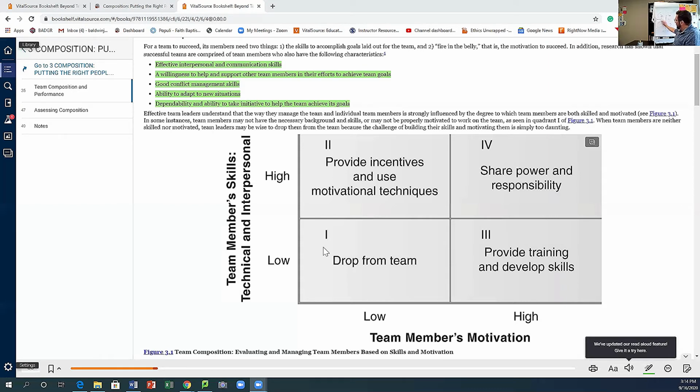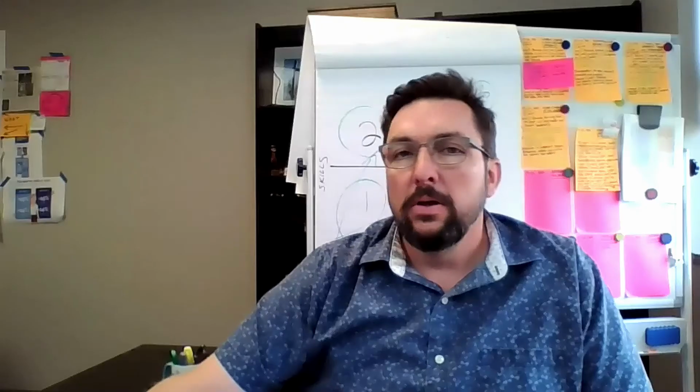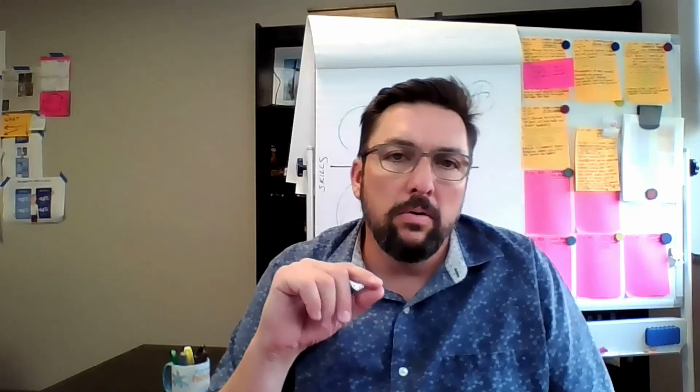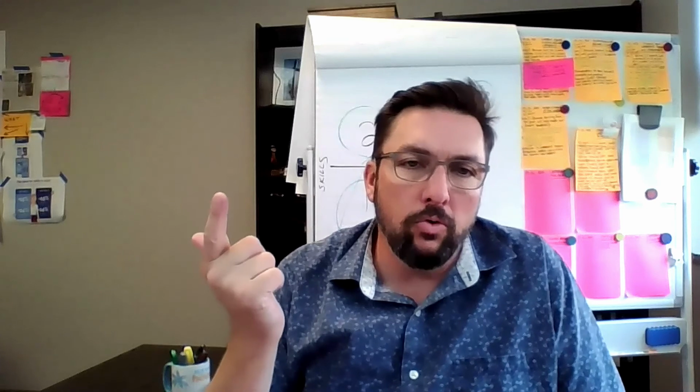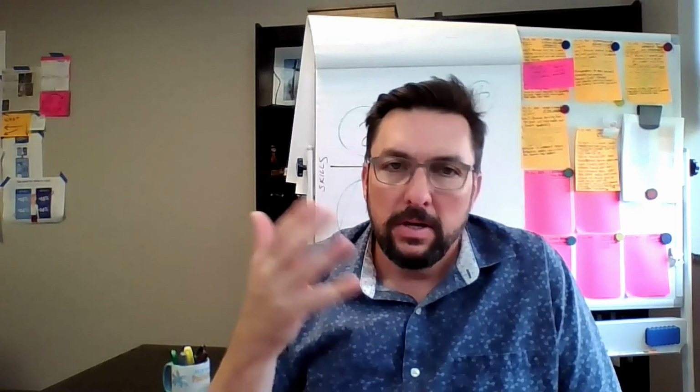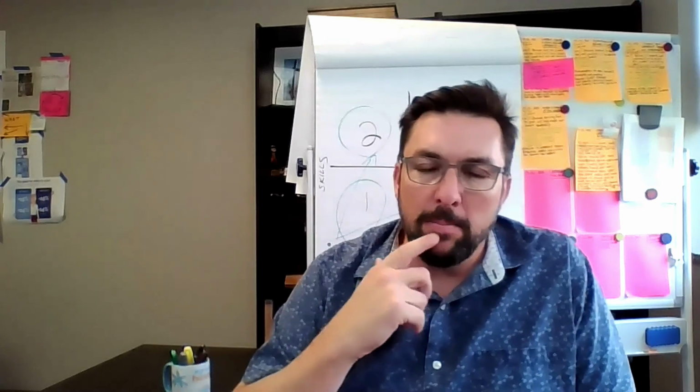Down here, the reason the chart in your book, figure 3.1, says drop them from the team is that if someone has low skill and low motivation, they're really not someone you want to keep on the team. You need to let them go, because you need to free up space on your team for people that will be motivated and will grow in their skills and abilities. So that's why the book is talking about that.